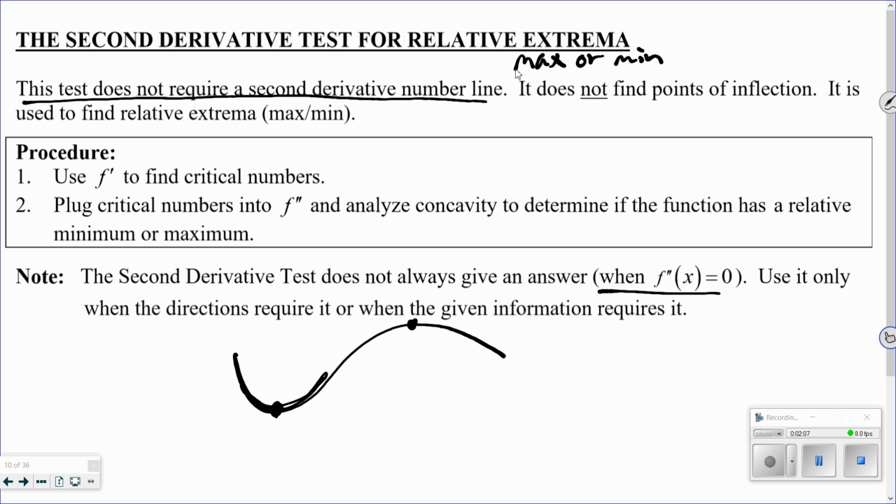So long story short, you only use the second derivative test to find maxes and mins if it actually asks you to, or sometimes the information we're given will require you to do it this way. So let's go through a couple of examples.